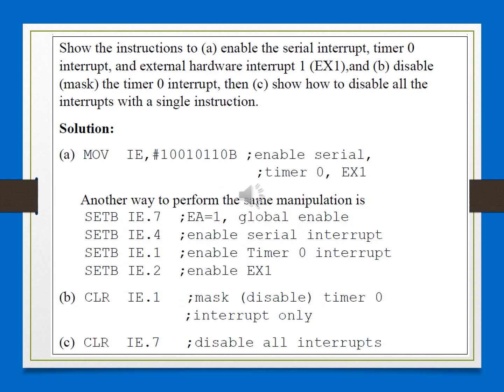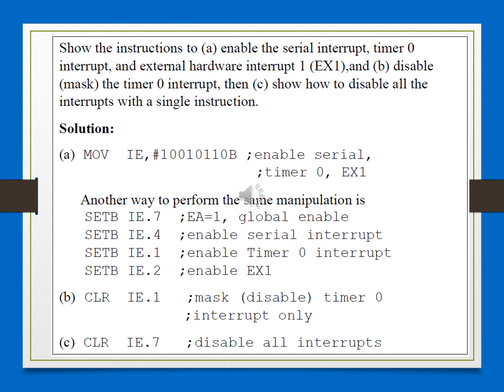So what I explained in the previous slide is shown with an example here. Show the instructions to enable the serial interrupt, timer 0 interrupt, and external hardware interrupt. That is first, A. Part B is disable or mask timer 0 interrupt. Then C, show how to disable all the interrupts with a single instruction.